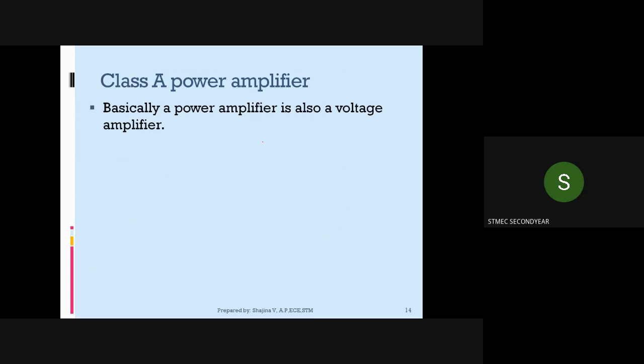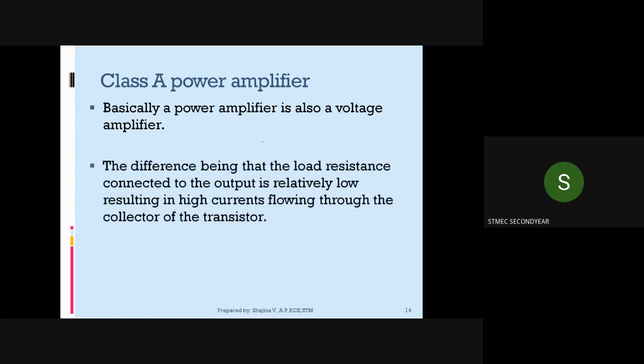Basic configuration is similar to our voltage amplifier. Only the difference is that the load resistance connected to the output is relatively low, which results in high current flowing through the collector of the transistor. So this is the major difference. Actually, for the class A power amplifier, the circuit you see will be our common emitter configuration. Okay, normal circuit will be there. One basic difference is the load resistance connected. Okay, so you have a load resistor RC. We are connecting it to the collector terminal.